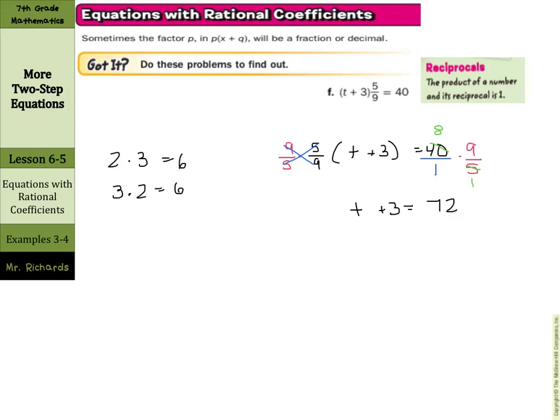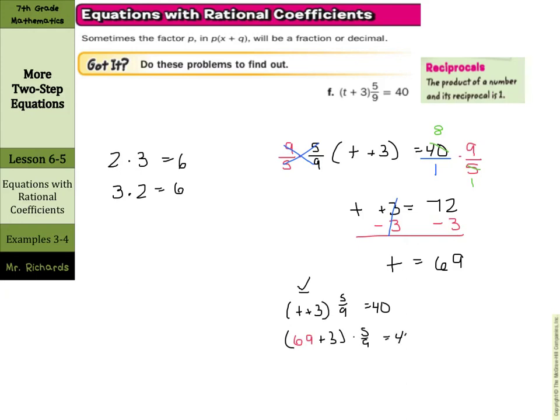Then we can subtract 3 on both sides, and the plus 3 minus 3 cancels, and we're left with t equals 69. Now, does this work? Well, let's rewrite our original equation, the quantity t plus 3 times 5/9 equals 40. We're saying t is going to equal 69, so we'll put in 69 for t: 69 plus 3 times 5/9 needs to equal 40.